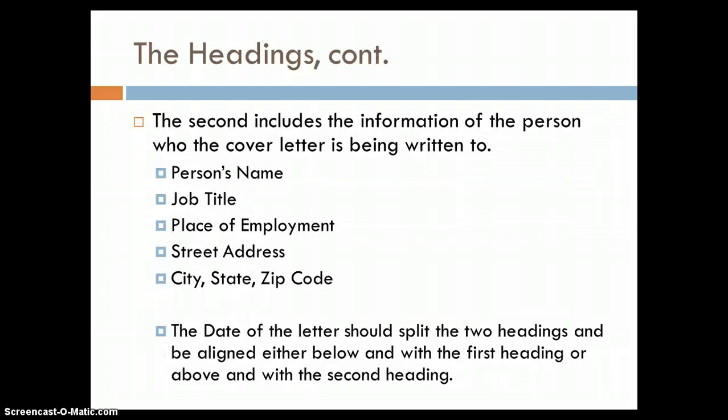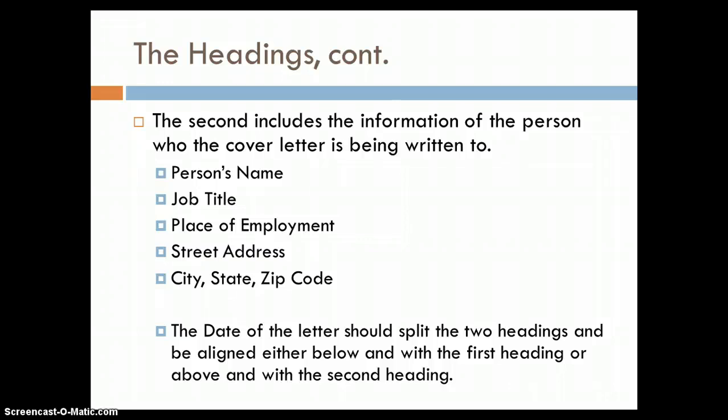The second heading is the heading underneath your personal heading, and this is addressed to the person that you're writing this cover letter to. So it should include first the person's name, next to their job title, next the place of employment or where they work, which is also the place you're trying to get a job at. After that, the street address of this company, then lastly the city, state, and zip code of the company.